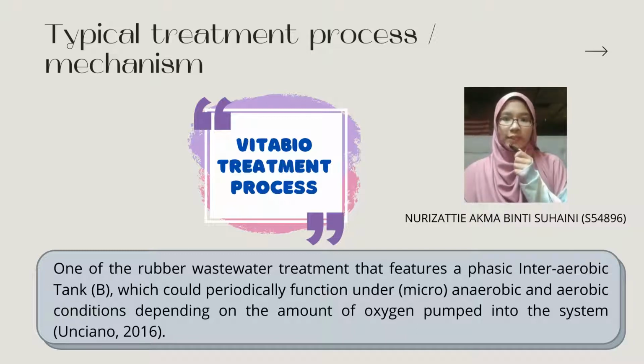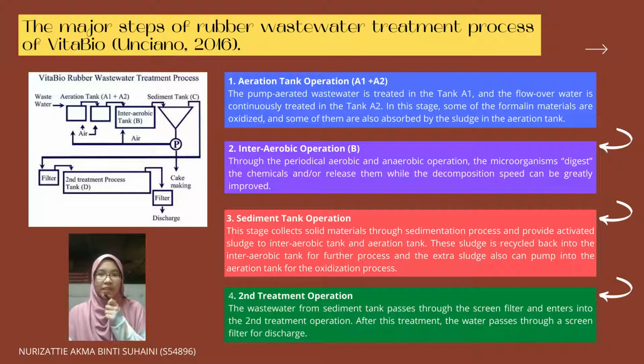Typical treatment process and mechanism. The Vita Bio treatment process is an example of rubber wastewater treatment that features a basic inter-aerobic tank B, which could periodically function under micro-anaerobic and aerobic conditions depending on the amount of oxygen pumped into the system. These are the major steps involved in the rubber wastewater treatment process of Vita Bio.